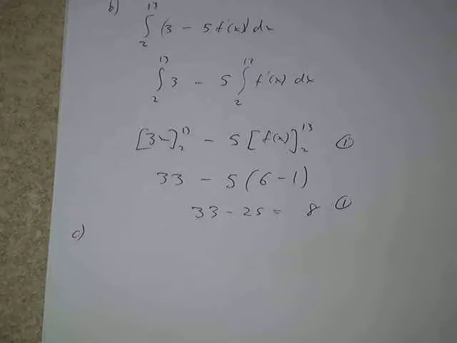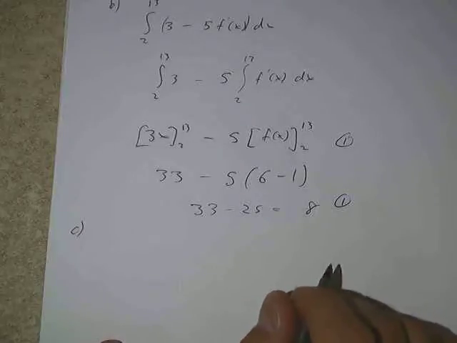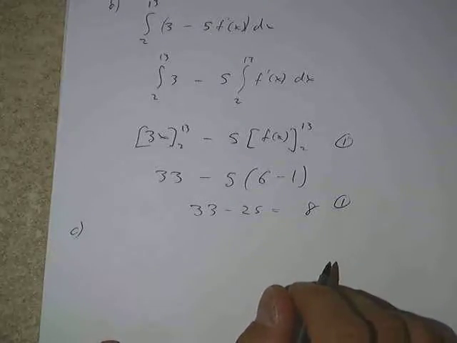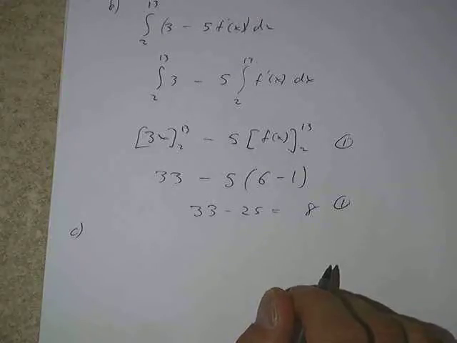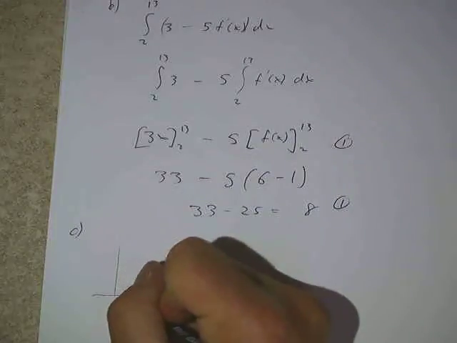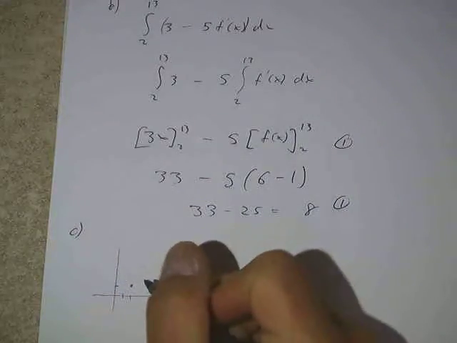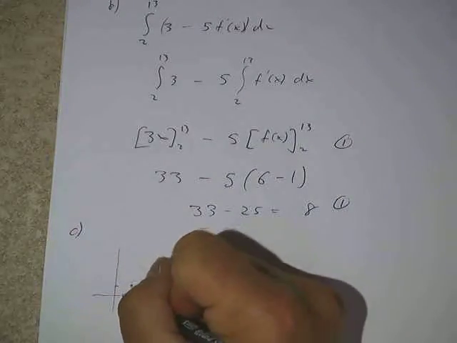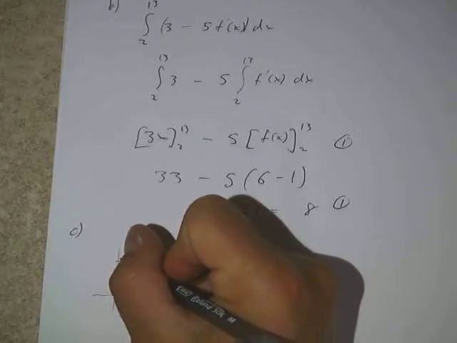Any questions on that one? Okay, part C: we have to use the left Riemann sum with subintervals indicated in the data to approximate the area under the curve of f of x and show your work.